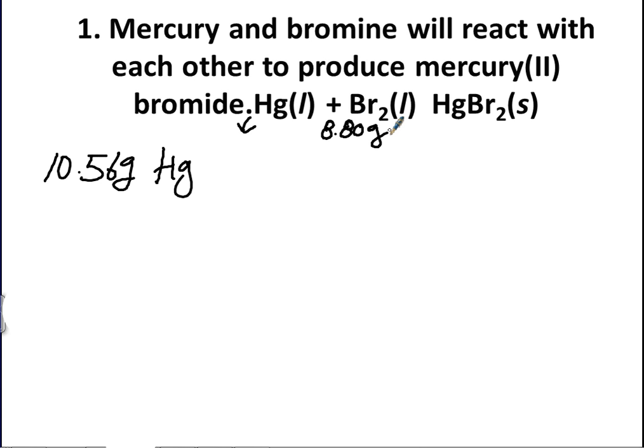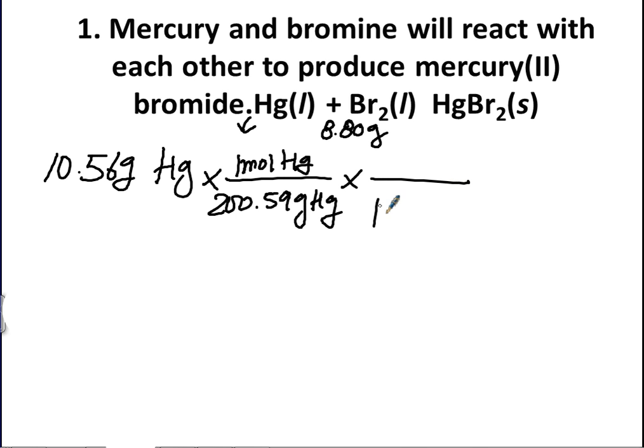8.80 grams is there to begin with. But let's see how much Br2 I need if I'm using 10.56 grams of Hg. So again, convert this to what? Br2 moles. Grams of mercury gives me 1 mole of mercury. For every 1 mole of mercury, I'll be using 1 mole of Br2.